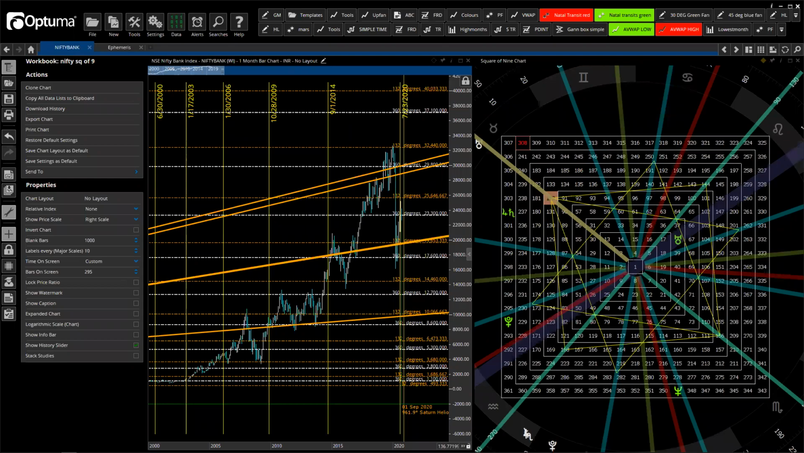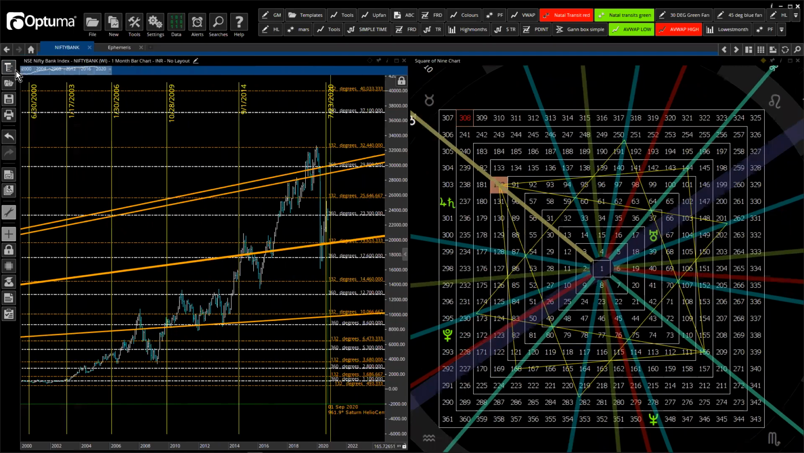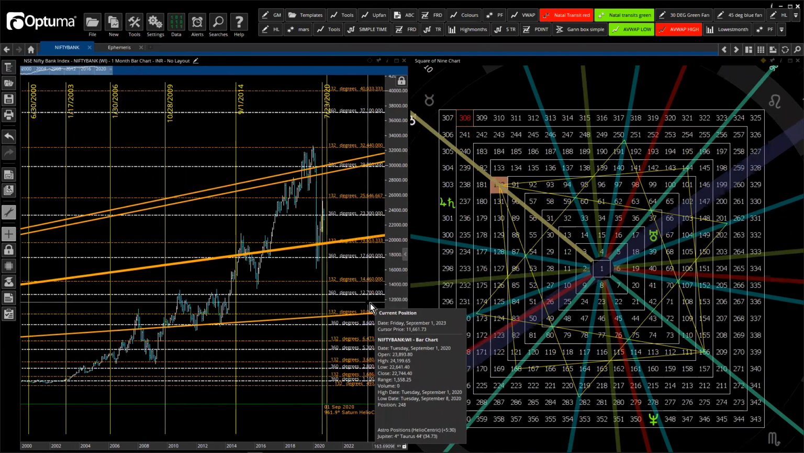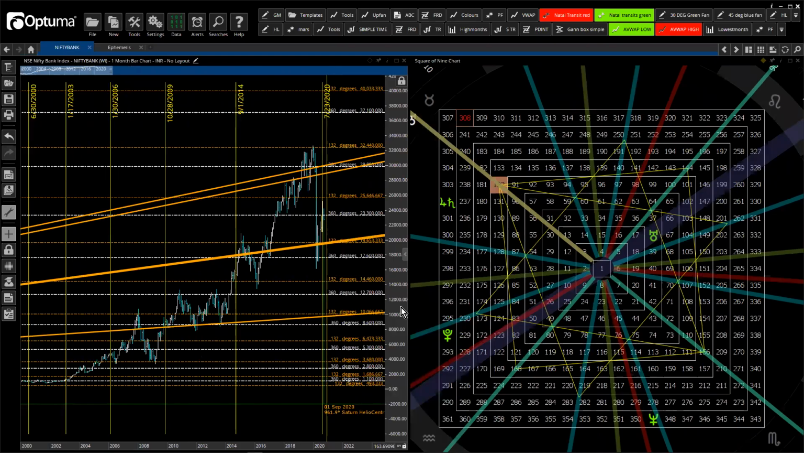You should see the screen up there, the Square of 9. And we're looking at the Nifty just to begin. Somebody requested it. I'll look at a whole bunch of different markets today, don't worry. Now, I'm going to start from scratch, don't worry. I'm not going to just begin with what you're seeing here.